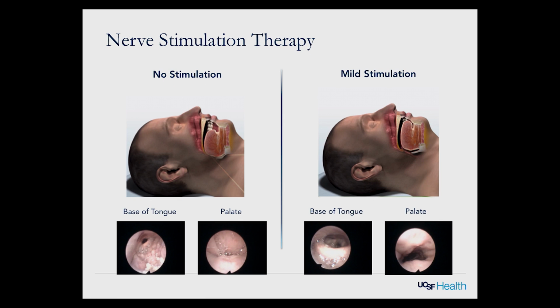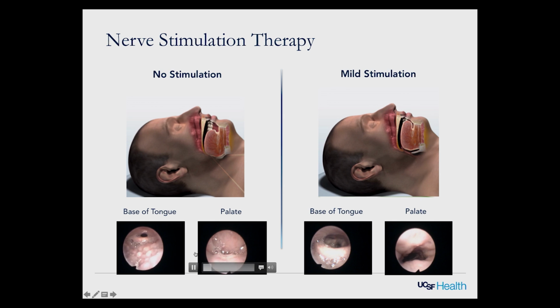So this is a little bit of a schematic. Without stimulation, there's collapse, especially at the back of the tongue, which is one common area for sleep apnea. With mild stimulation, that tongue muscle stiffens and tightens and actually moves forward and opens up the back of the throat and the upper airway, the important areas that air needs to flow.